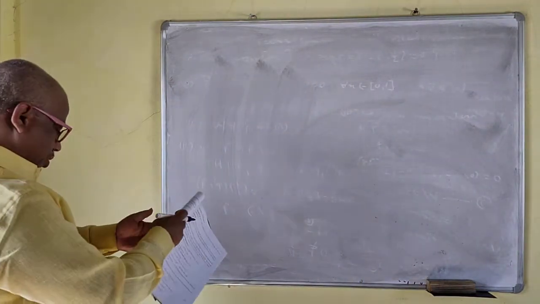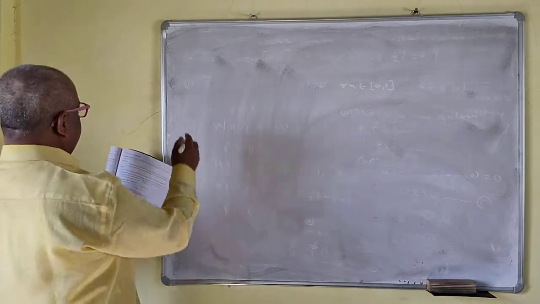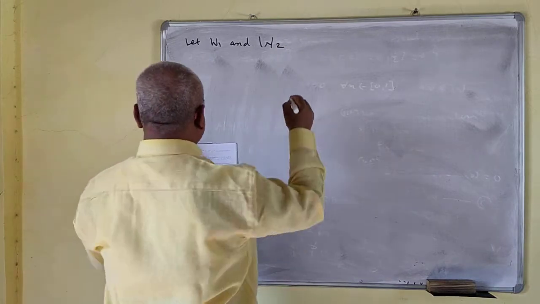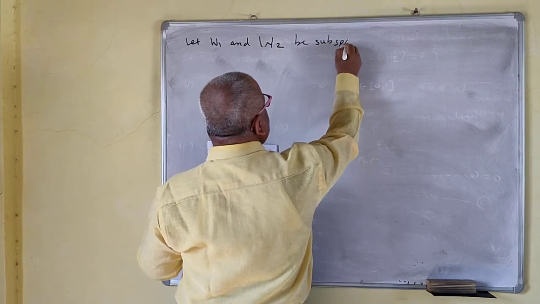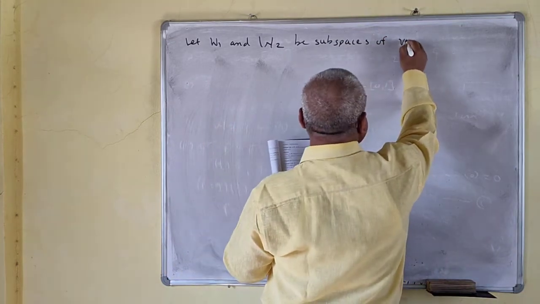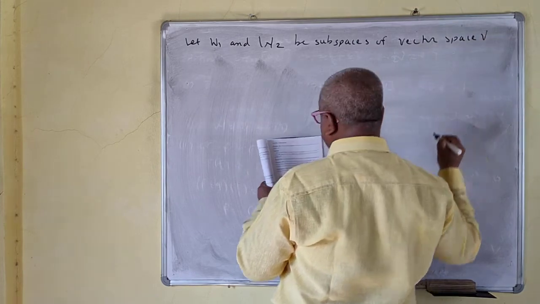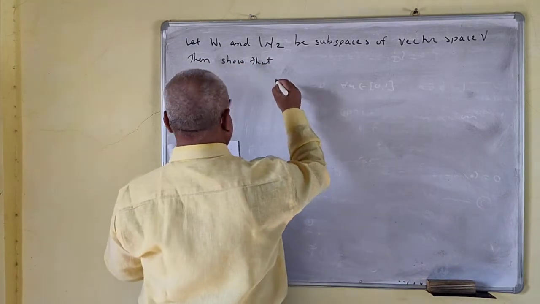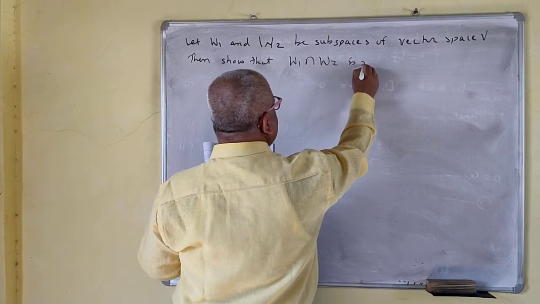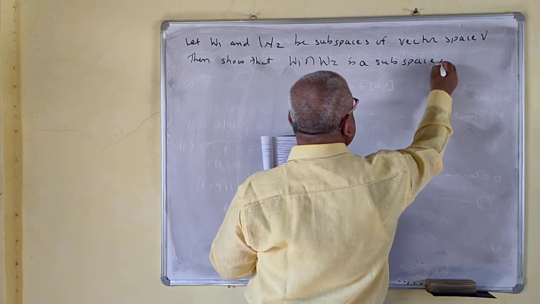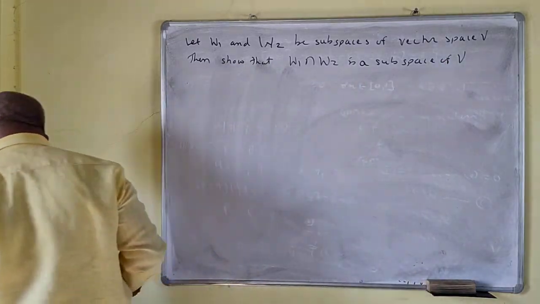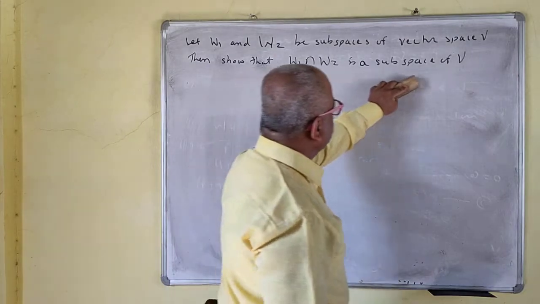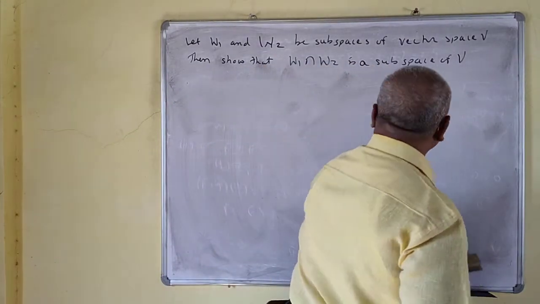Next, we take: let W1 and W2 be subspaces of a vector space V, then show that W1 intersection W2 is a subspace of V. That means the intersection of two subspaces is a subspace.